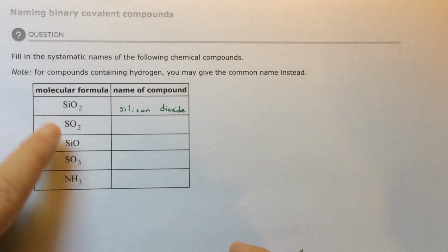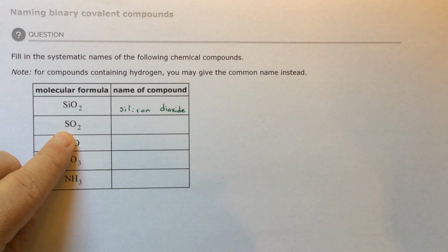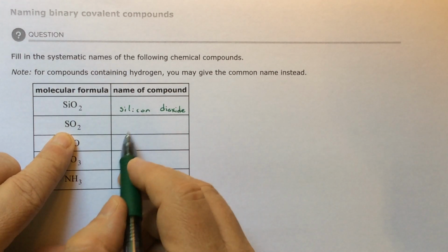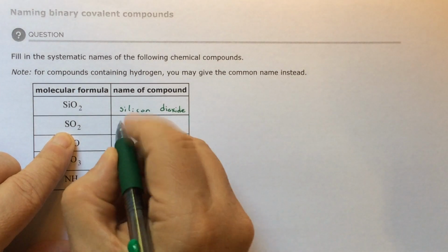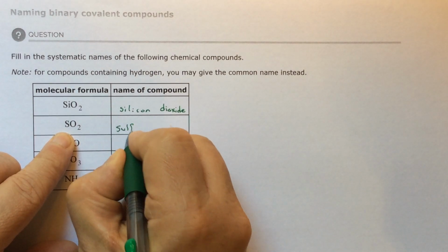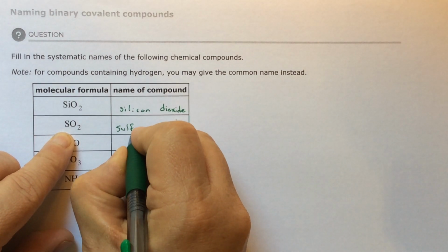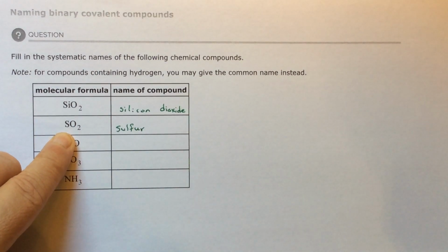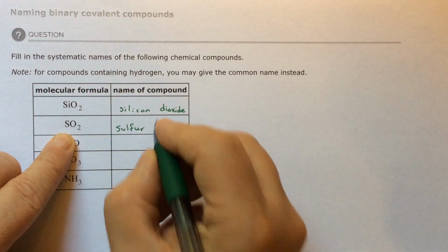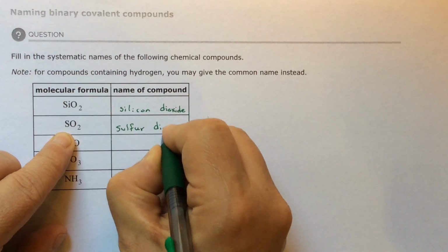Silicon dioxide. What is this? This is easy because you could basically cheat off of this one. This is sulfur. A lot of people misspell this. It's got a U in it. Sulfur, rather than E. It's not an E, it's a U. Sulfur dioxide.